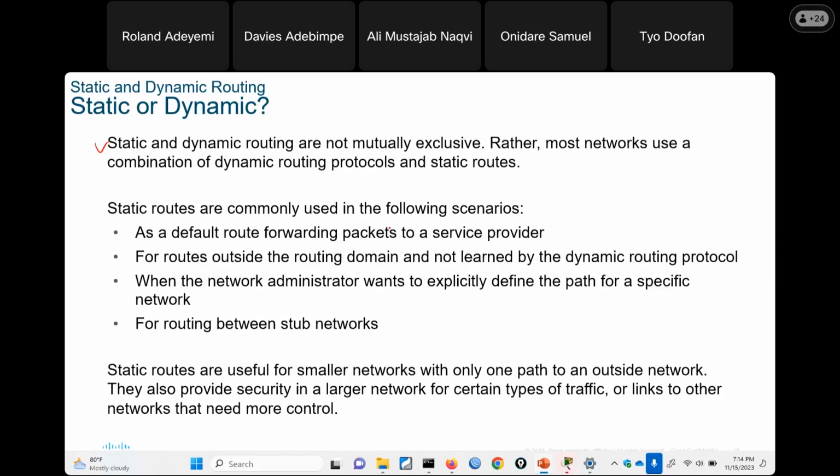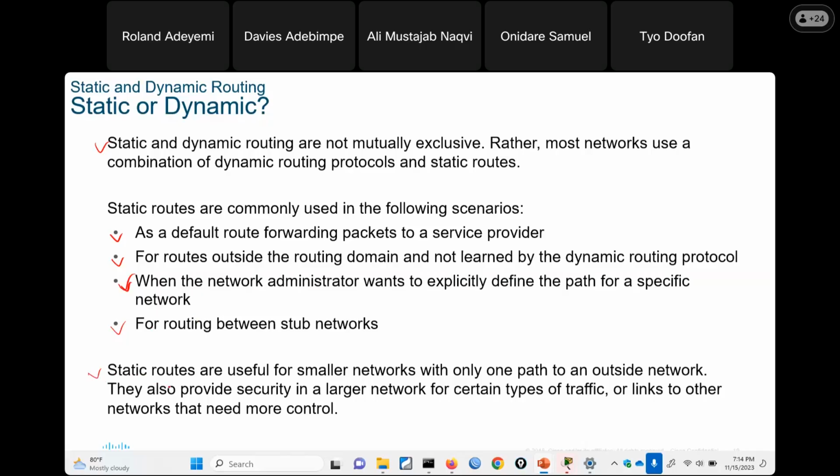Static routes are commonly used in the following scenarios. As a default route forwarding packets to the service provider, I've explained that one. For routes outside the routing domain and not learned by the dynamic routing protocol, if a route cannot be learned by the dynamic routing protocol for whatever reason, you can use a static route to reach it. When the network administrator wants to explicitly define the path for a specific network for security reasons, this is good. And when you are routing between stub networks, static routes can be used for all of these, and you can combine.